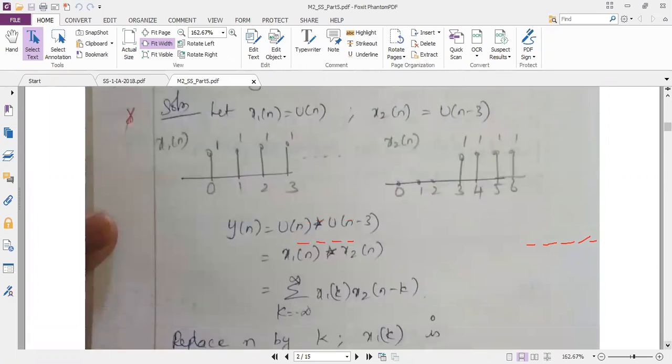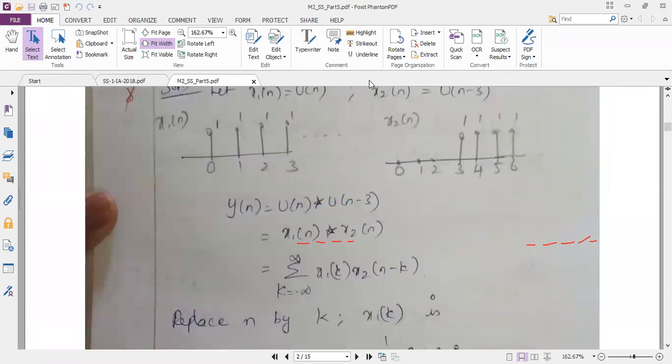Now I will write my output y of n. As per the question, y of n is equal to u of n convolution with u of n minus 3. You have to rewrite this again. But as per my assumption, I can write y of n is also equal to x1 of n convolution with x2 of n.